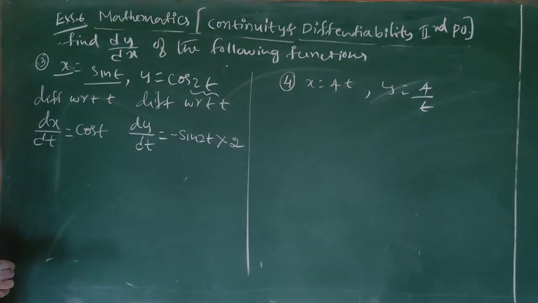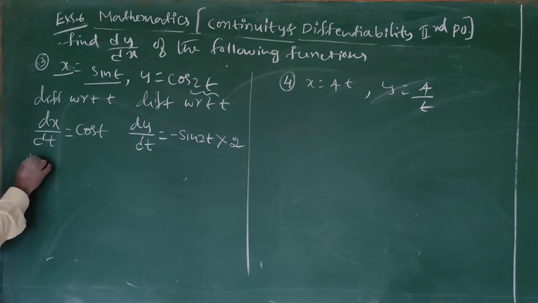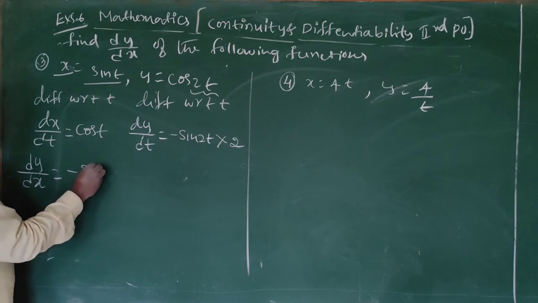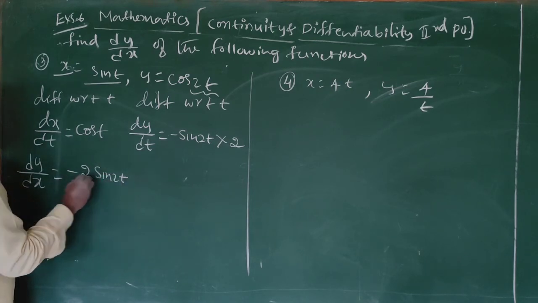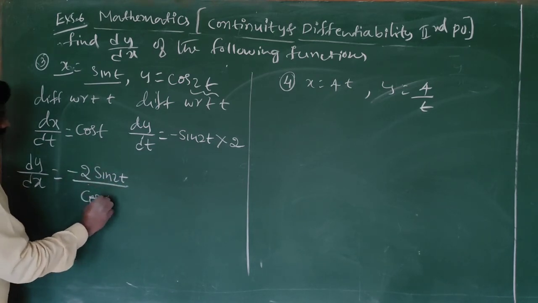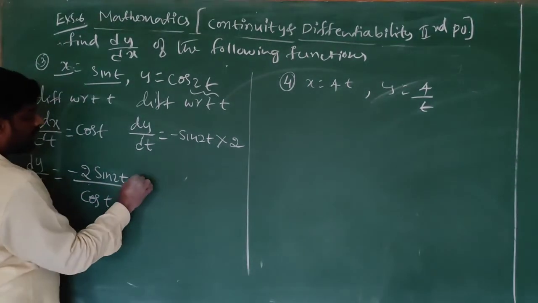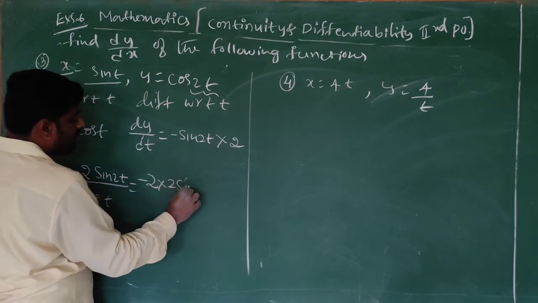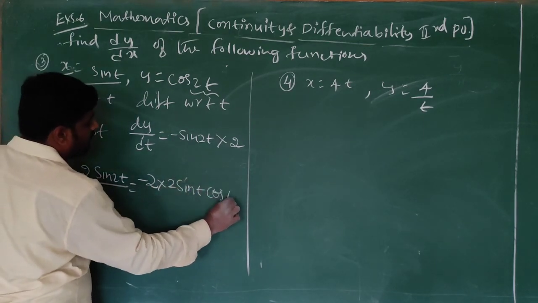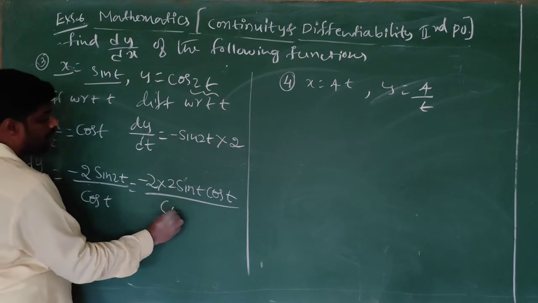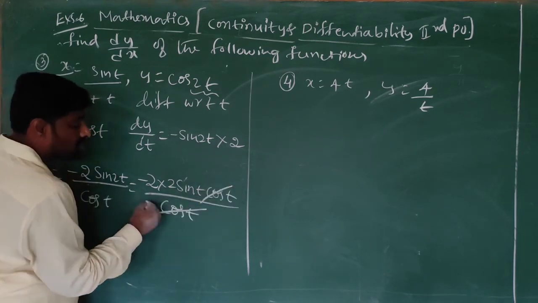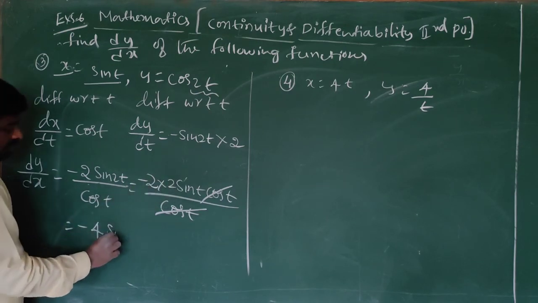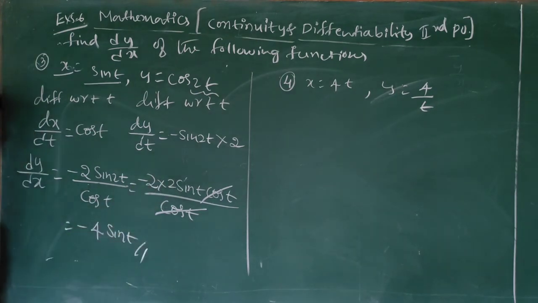Now I want to find dy by dx. dy by dx is equal to minus 2 sin 2t divided by cos t. Now sin 2t formula is 2 sin t cos t, divided by cos t. Cos t cancels. 2 2s are 4, minus 4 sin t. This is dy by dx.